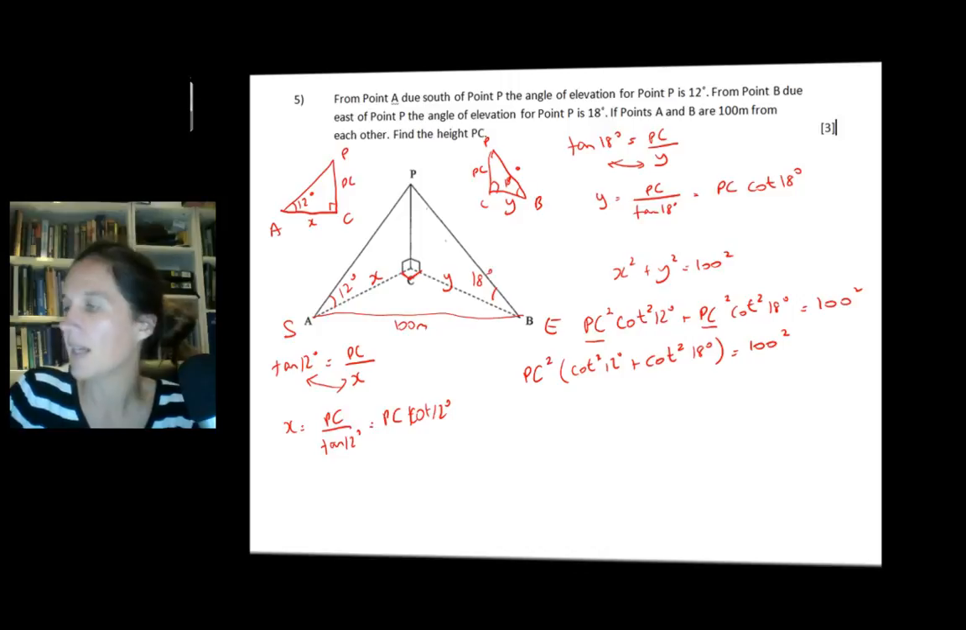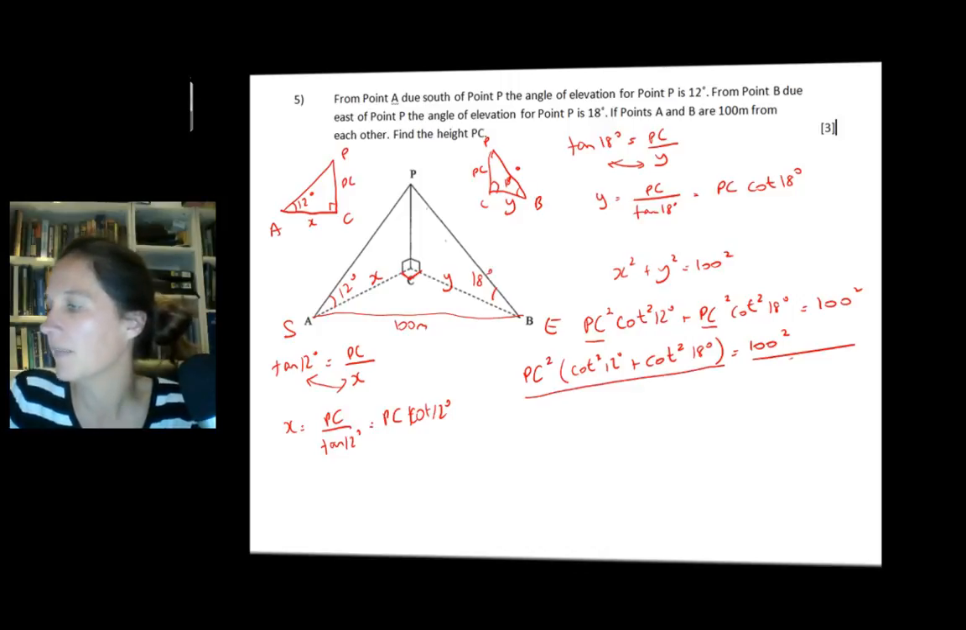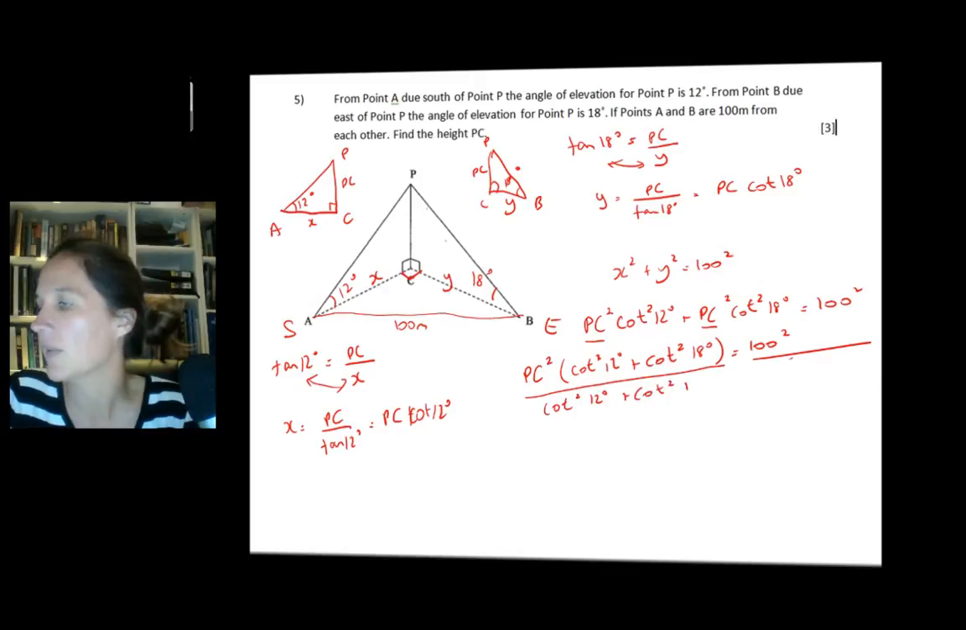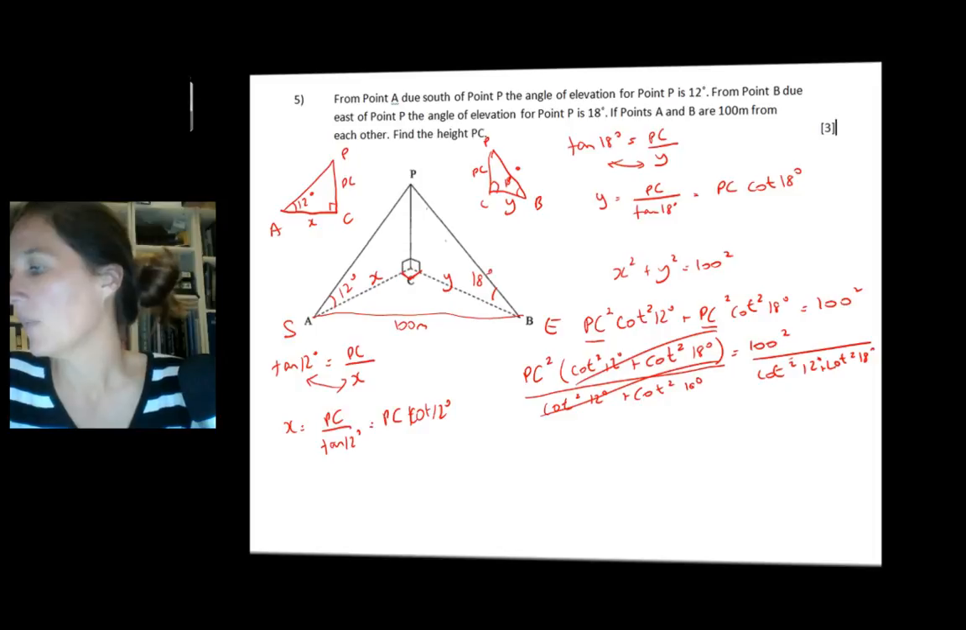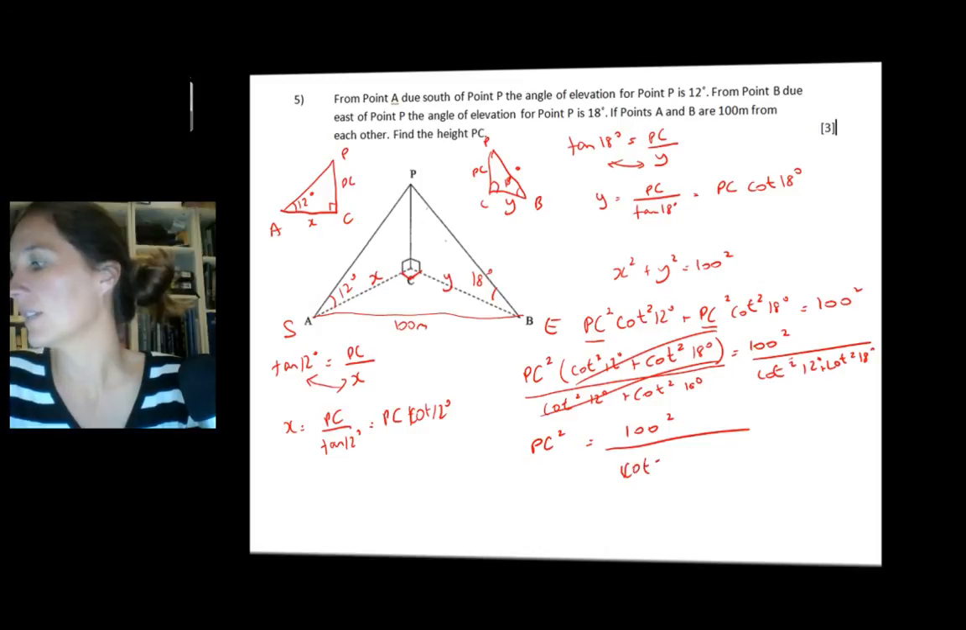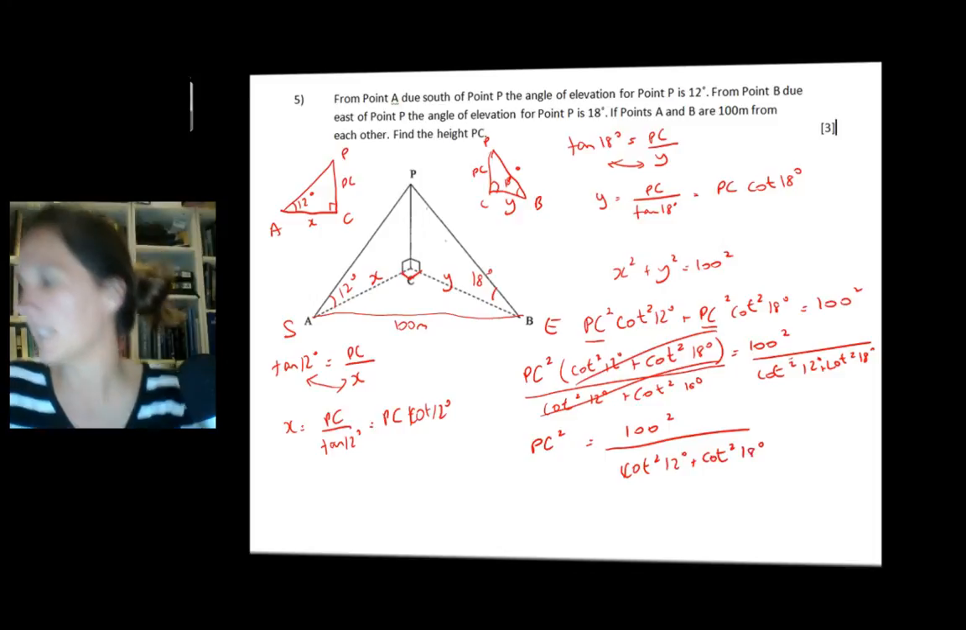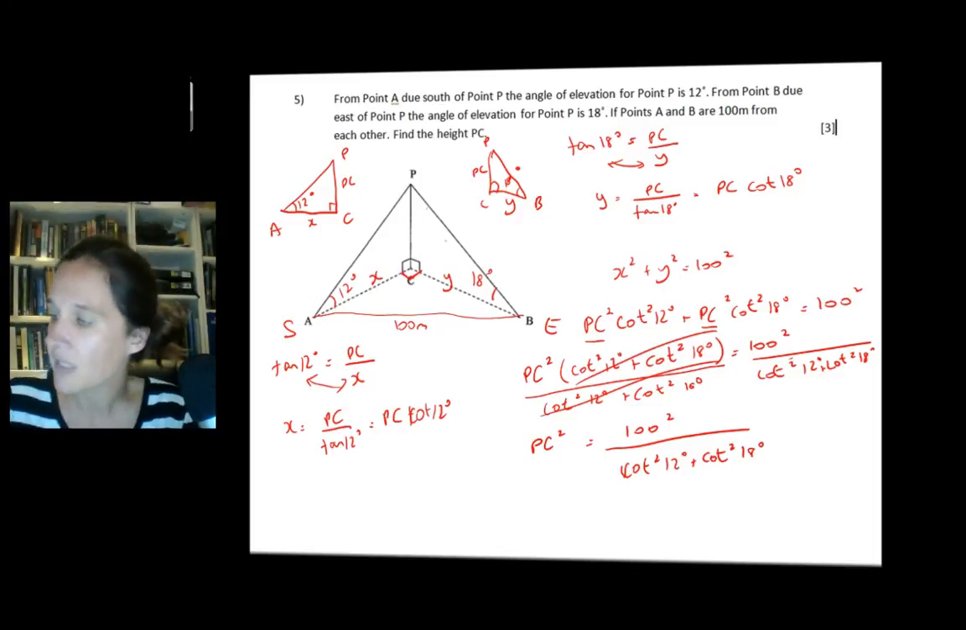And to get PC by itself, we're going to divide both sides by this cot squared 12 degrees plus cot squared 18 degrees. There, so they cancel out. We end up with, so PC squared is equal to 100 squared divided by cot squared 12 degrees plus cot squared 18 degrees. So we want to take the square root of both sides here.